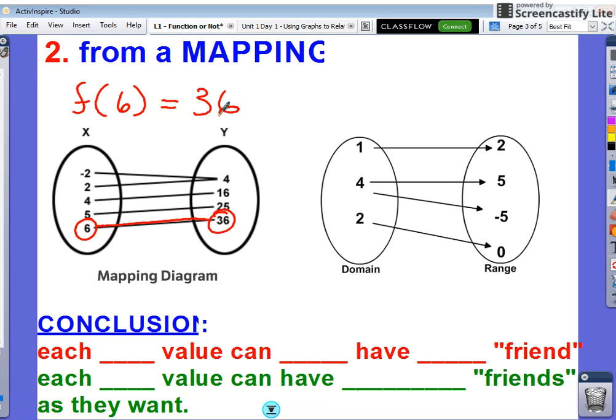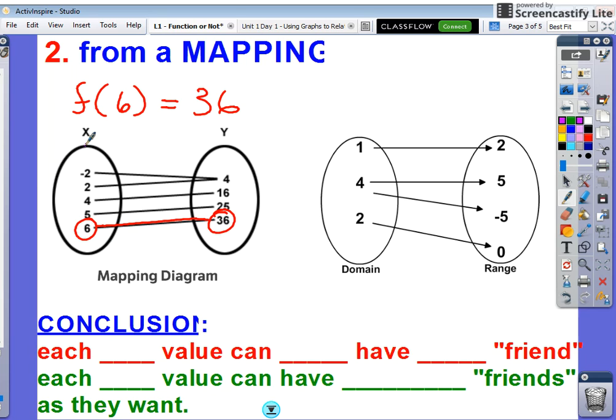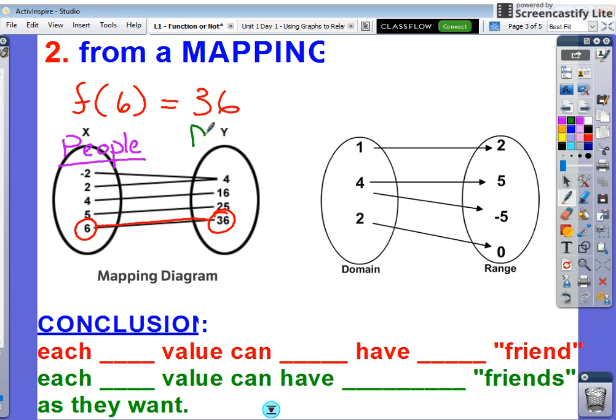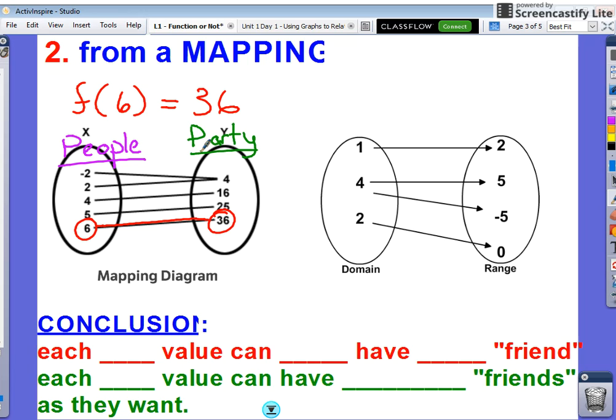The analogy is that on a mapping, we have to pretend that these are all people, all right? All of these numbers here are people. And all of the numbers in my Y category are parties, different parties that you can go to, okay? So here's the issue. In this particular case, let's think about it.